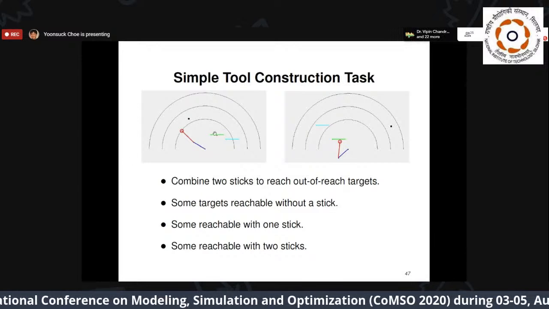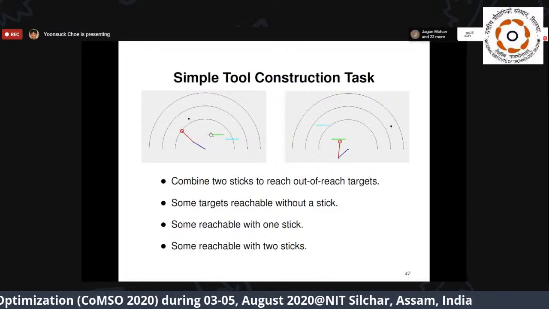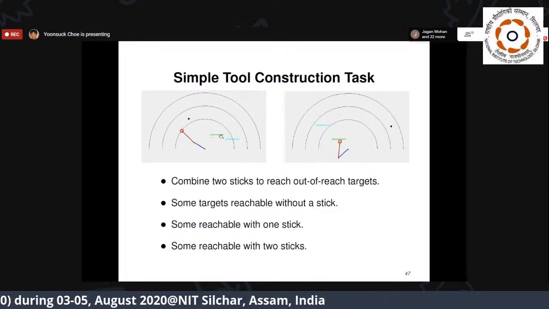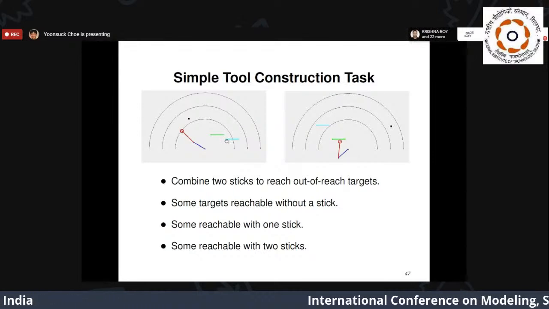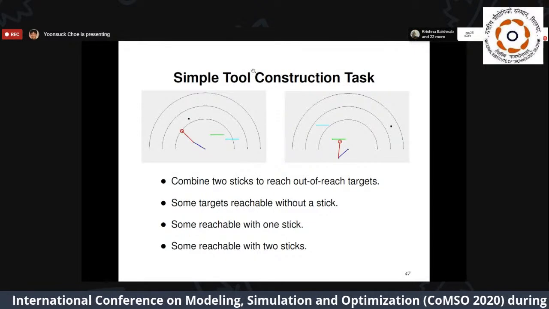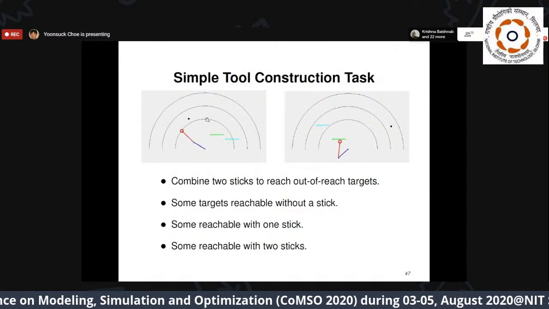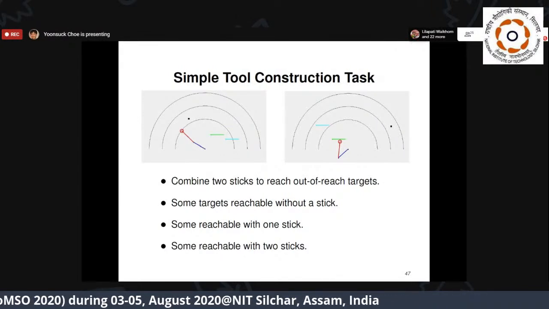So you have two sticks. And you can pick up this tool and then extend it toward the second tool to pick it up. I guess I'm kind of running out of time, so I'll just speed through this. But here, there are many more complex experimental settings that we need to worry about.